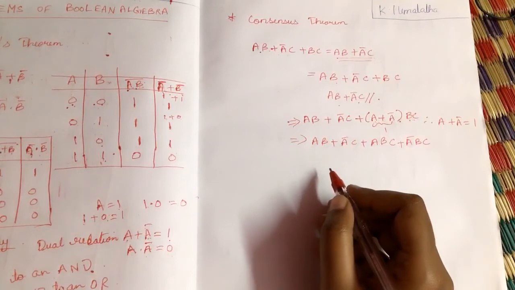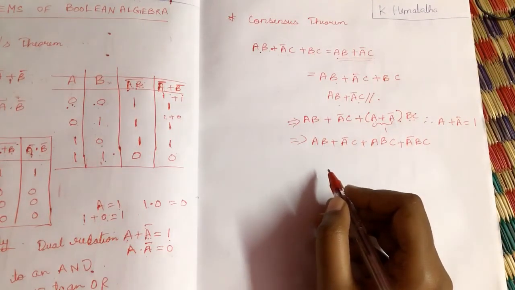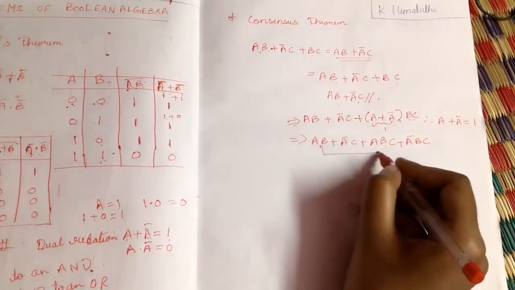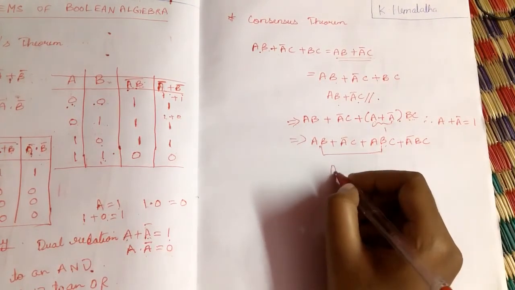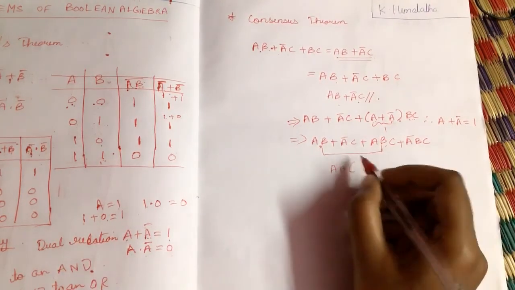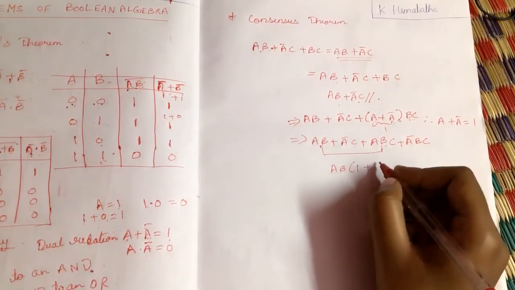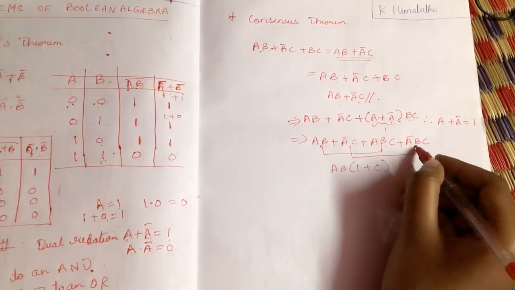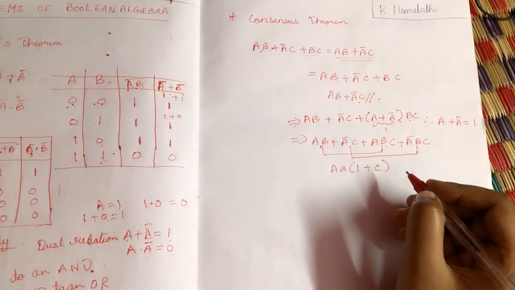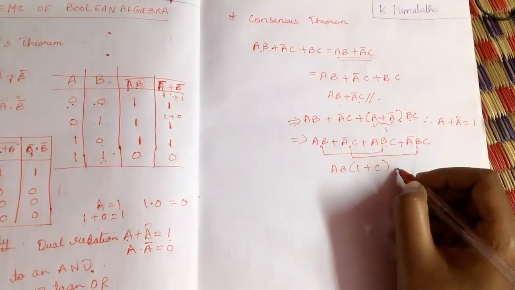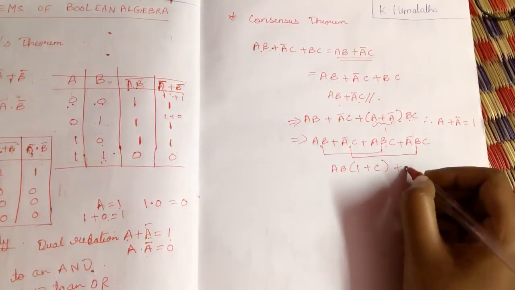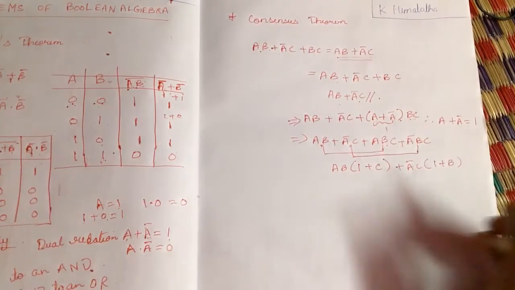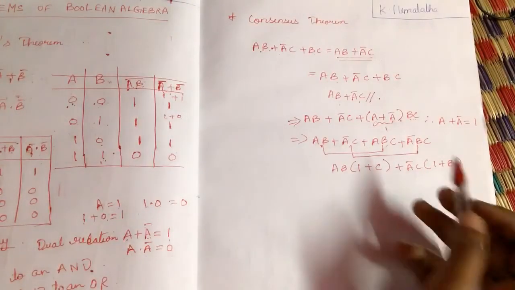Now we are going to take the common terms. AB is common in two of these expressions, so from these two expressions I take AB as common, and what remains is 1 plus C. Then in the other two expressions, A bar and C are common. So I take A bar C as common, and 1 plus B will remain there. If you multiply it out you get the same expressions.